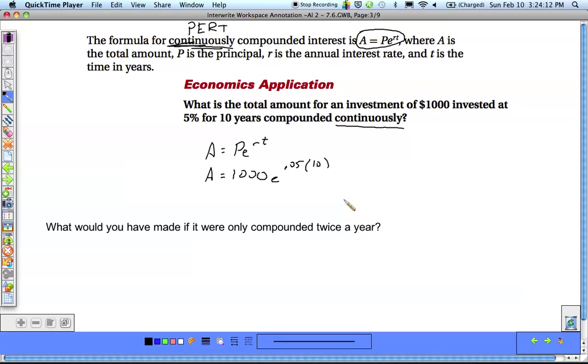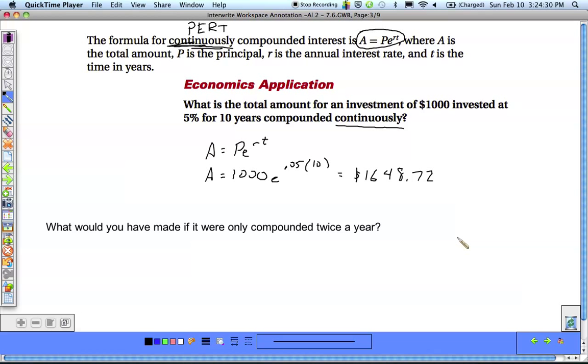That, if we take a look, is just 1,000 times e, which e is just a number, raised to the 0.05 times 10. We can type that onto our calculators, and when we type that in, we should get 1648.72, and it becomes about $1,600 after 10 years.